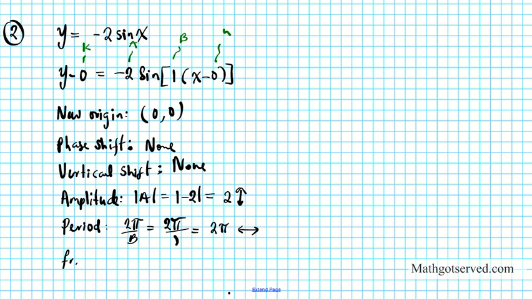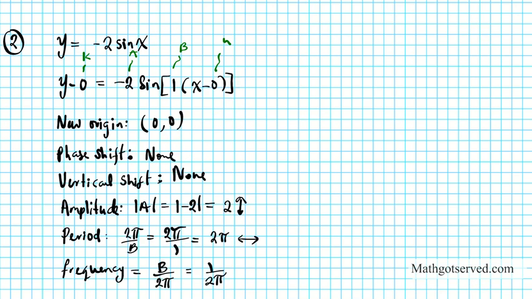Frequency. Frequency is the reciprocal of the period, b over 2π. In this case, it's going to be 1 over 2π. Alright, now let's set up our window and then go ahead and sketch our graph.